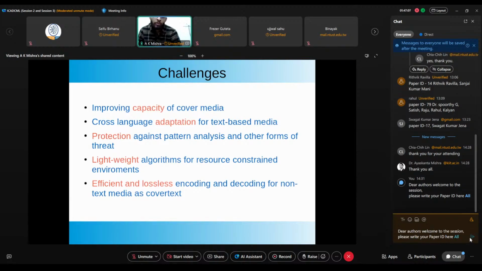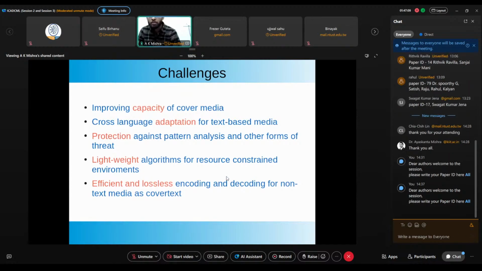Thirdly, we should make sure that the algorithms that we are using are lightweight, so that they can run on resource-constrained environments too. And finally, these algorithms should be efficient and lossless, encoding and decoding for non-text media as cover text, so as to ensure that there is no loss in the important information of the secret information during the encoding and decoding process.